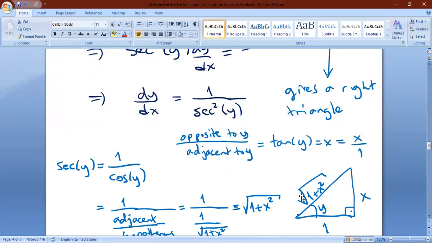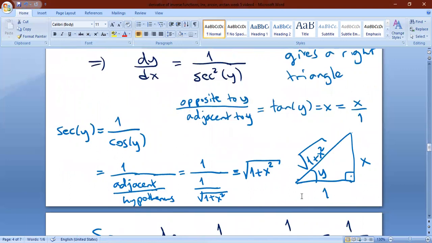Now, what do we need? We need secant of y to simplify the derivative formula we have. Secant of y, remember, is 1 over cosine of y. What is cosine? Adjacent to y over hypotenuse. So put that for that cosine y term. Cosine of y from the right triangle is adjacent over hypotenuse, so 1 over square root of 1 plus x squared. But that's in the denominator, so flip this denominator and multiply. Then secant of y is square root of 1 plus x squared.